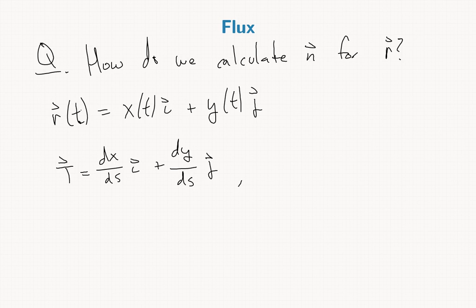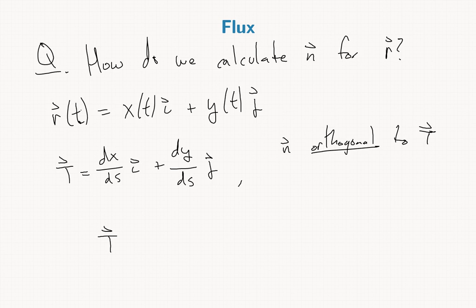So n is supposed to be orthogonal to t. Although we're in 2 dimensions here, a convenient way to find a vector orthogonal to a given vector is to embed ourselves into 3 dimensions, and then we can take the cross product.